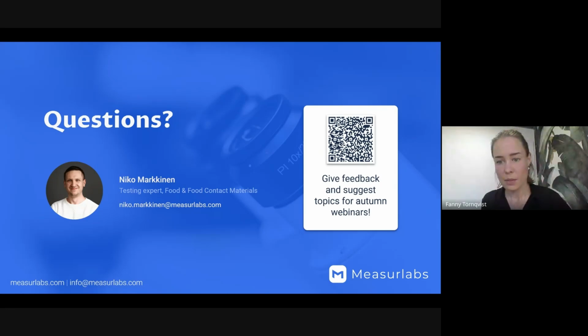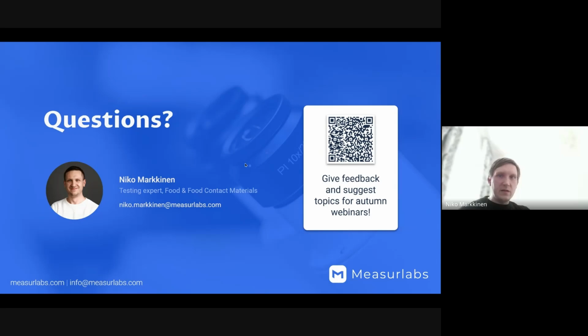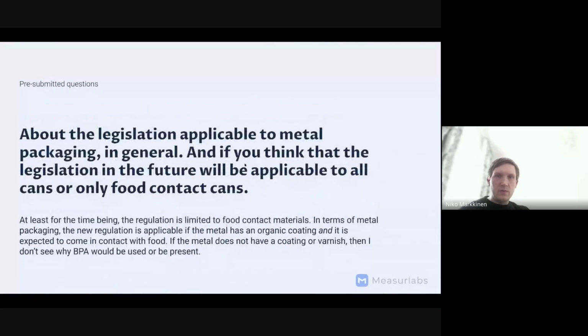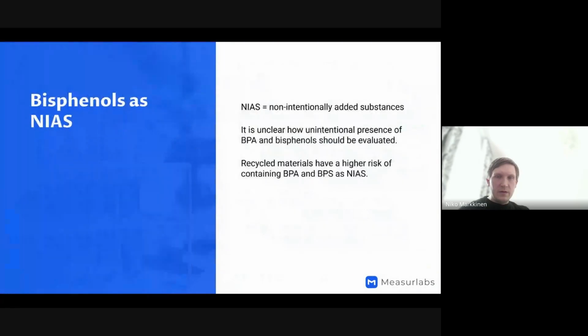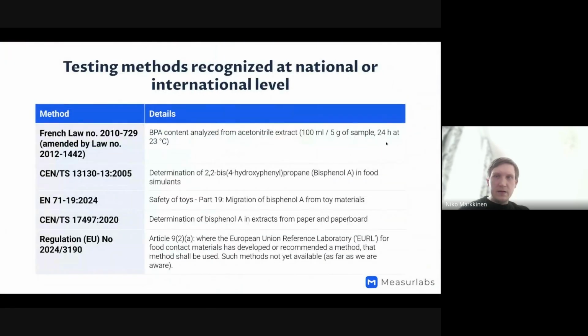Yeah, to my understanding, there are reference materials available to do the method validation. Just one thing I want to clarify: if we talk about the analytical part, where you have to reach this very low detection limit, there are already certain reference methods available that have been internationally recognized.